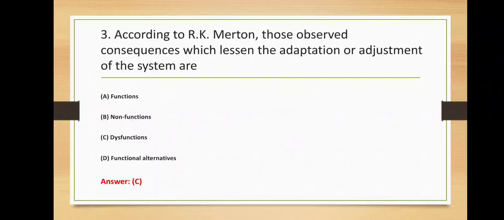Question number 3. According to R.K. Merton, those observed consequences which lessen the adaptation or adjustment of the system are option A, functions, option B, non-functions, option C, dysfunctions and option D, functional alternatives. Here the right answer is option C, dysfunctions. So according to Merton, those observed consequences which lessen the adaptation or adjustment of the system are called dysfunctions.